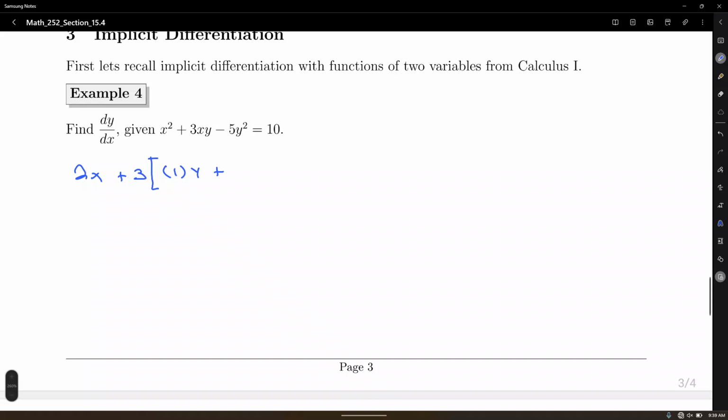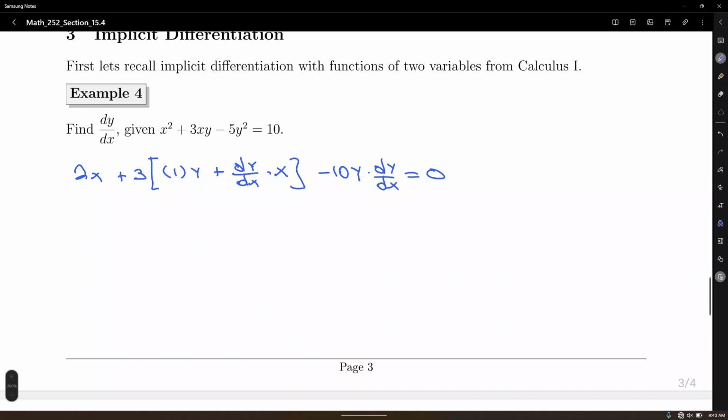But again, when it comes to implicit differentiation, what do we do when we differentiate the variable y? Multiply by dy dx. So that is dy dx, or y prime, either way, times, in this case, x. And then the derivative of negative 5y squared, isn't that negative 10y? But because we're differentiating a y, multiply by dy dx. On the right-hand side, the derivative of 10 equals 0. The derivative of a constant is 0.